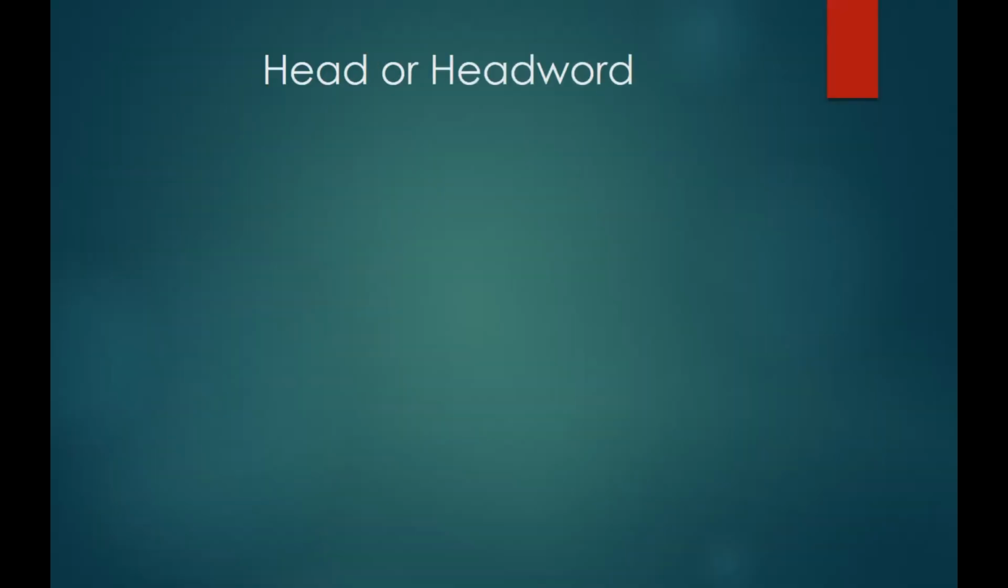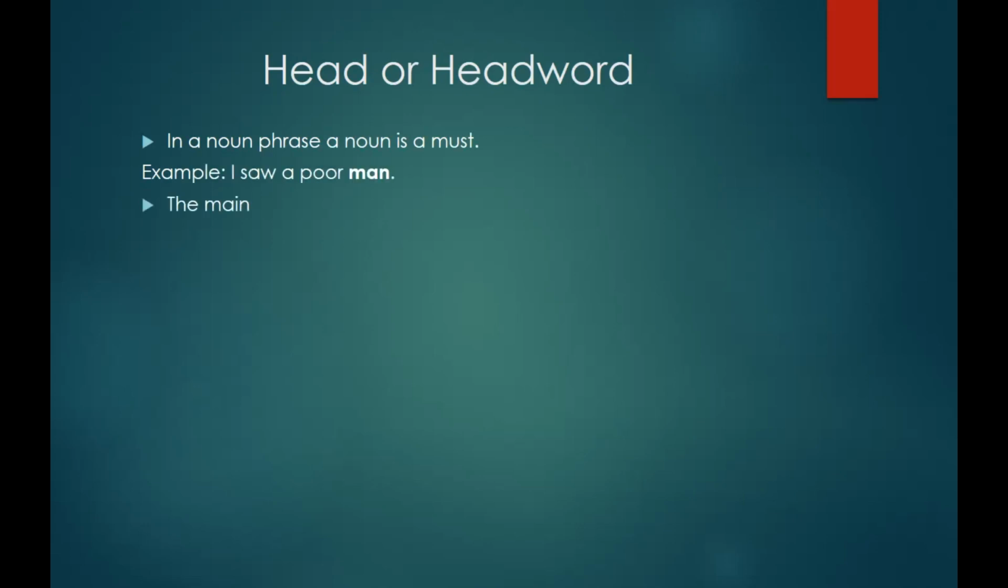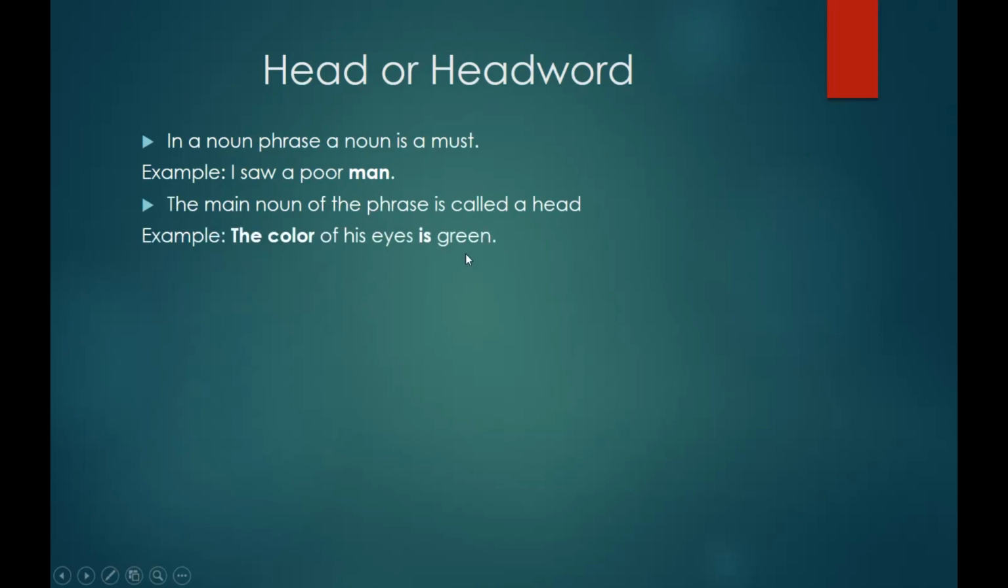Head or headword is a mandatory part of a noun phrase. In a noun phrase, a noun is a must. For example, I saw a poor man. So we cannot have this noun phrase without the noun man. The main noun of the phrase is called a head. Example, the color of his eyes is green. So here the color is the main noun and the first noun, and it functions as head of this noun phrase, and you see the verb agrees with the head of the noun phrase.